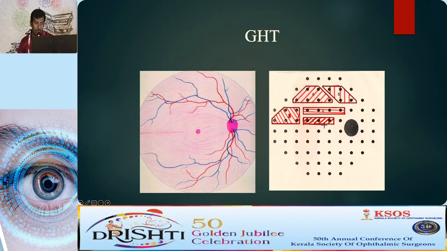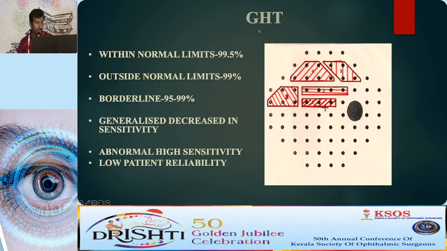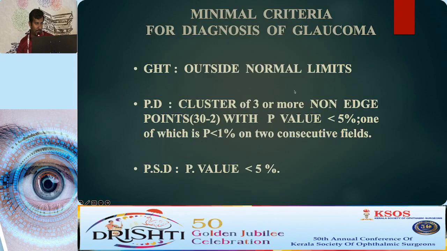This is the glaucoma hemifield test. This looks at both the upper and lower sections and looks for any loss of symmetry. If there is a loss of symmetry in these quadrants, then that shows up as a glaucoma hemifield test abnormal. So within normal limits, outside normal limits, borderline, or generalized decrease in sensitivity, abnormally high sensitivity, or low patient reliability. These are all the outputs which can come from the glaucoma hemifield test.